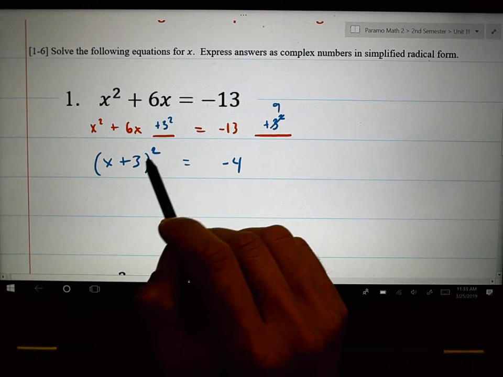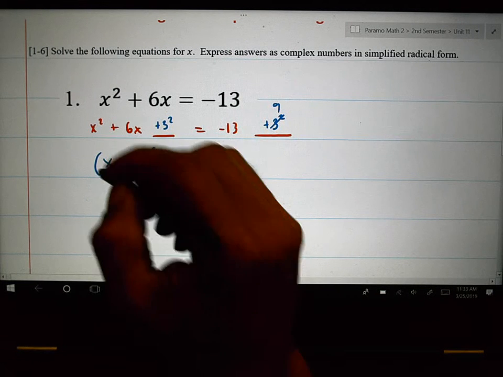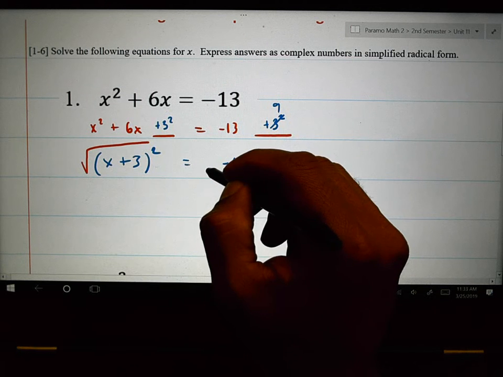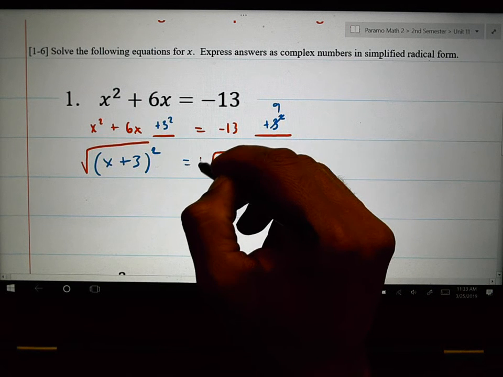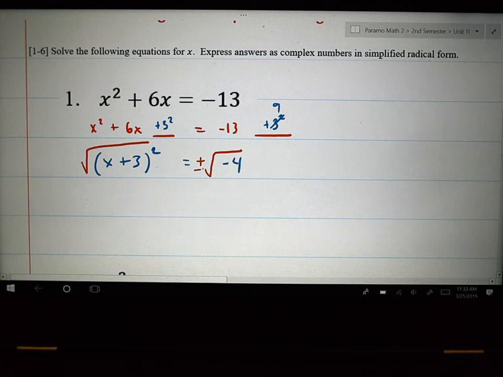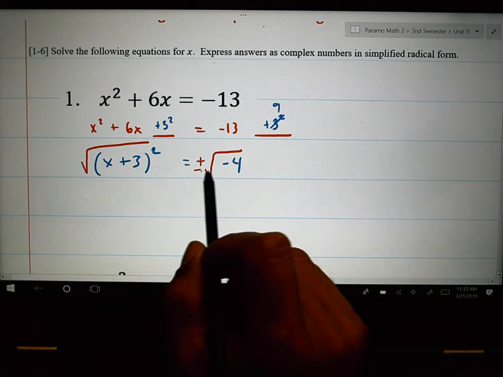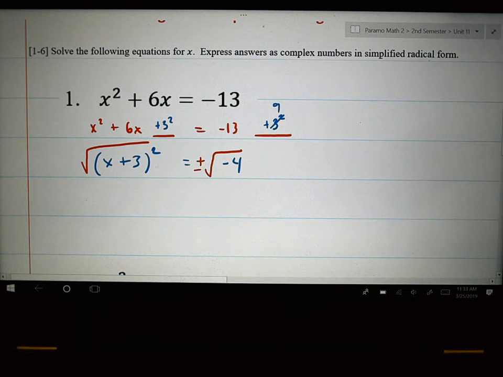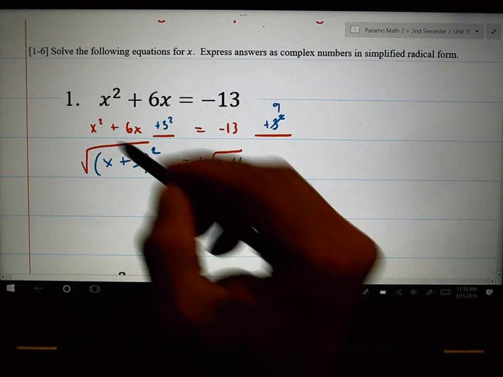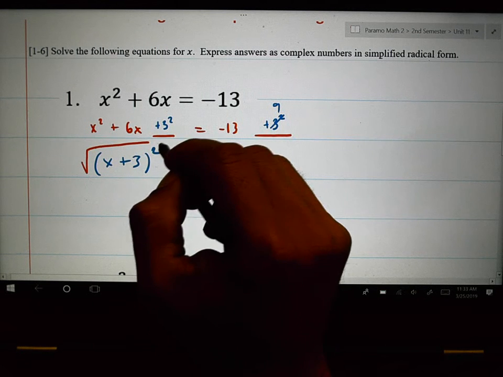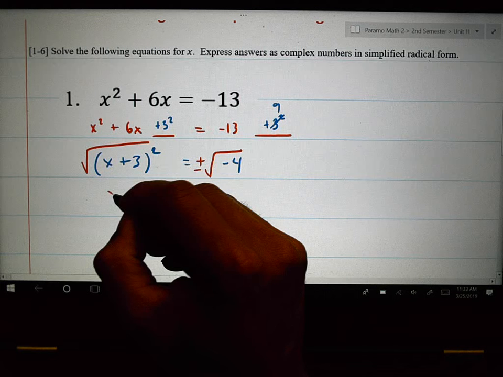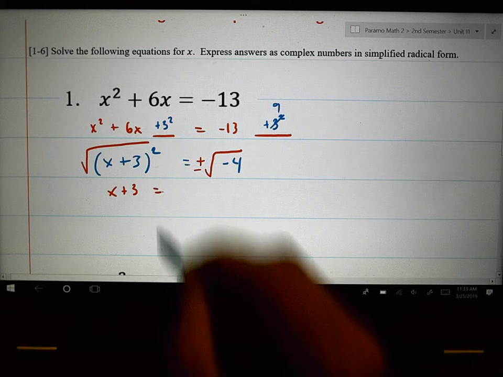Now we want to get rid of this squared term. The opposite of squaring is square rooting. This is where I said don't forget that there's 2 possible answers for that, a positive possibility and a negative. We put that plus or minus sign in front of that radical. These 2 things essentially cross each other off, and you're left with x plus 3.